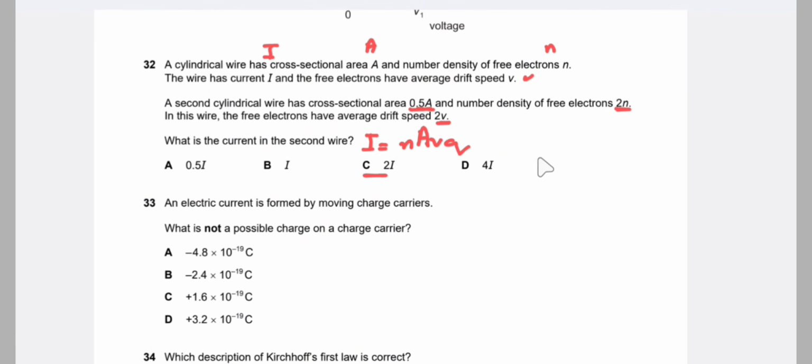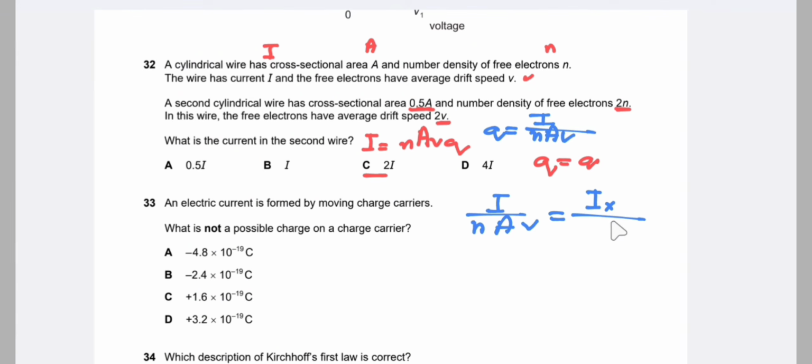As for both the conditions the charge is the same, we can equate Q is equal to Q. If we make Q the subject of the formula, then Q is equal to I by NAV. So for the first condition, charge is equal to I by NAV, where the current is I, the number density is N, the cross-sectional area is A, and the drift velocity is V. For the second condition, we need to find the value of current, I2 or Ix. We consider this as X.